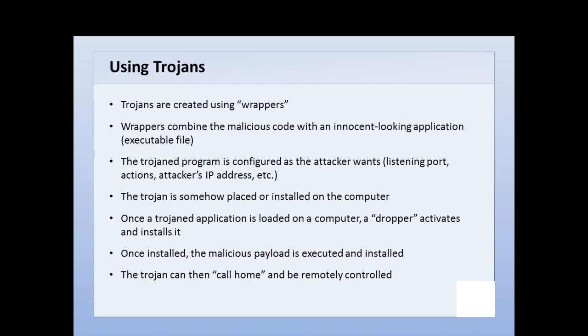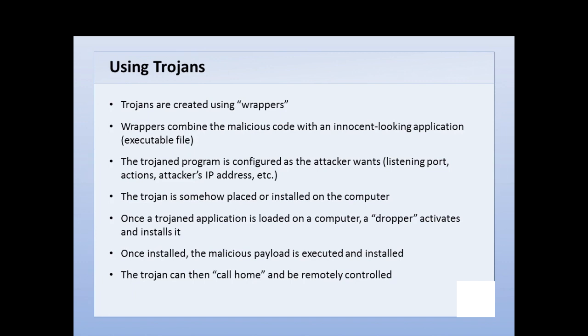Sometimes the user double clicks on it and runs it. And when that happens, something called a dropper activates the Trojan and installs it. That's basically the installation program for the malware itself. Now, once it's installed, whatever malicious payload is contained in that Trojan, whatever set of actions it's supposed to do, or malicious code it's supposed to write to the system, that code is executed and it's installed. Once that happens, the Trojan can do whatever it wants. It can call home, it can be remotely controlled, it can start keystroke logging and reporting those keystrokes back, whatever its intended purpose is.